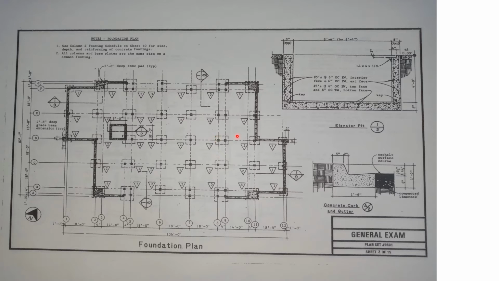Okay, so this is page 2. We have a foundation plan. Before we look at the actual foundation, let's look at this gutter, because we mentioned that in the first slide. This is your gutter detail, and what you'll see is it is 1 foot 6 inches, so it's 1.5 feet wide.